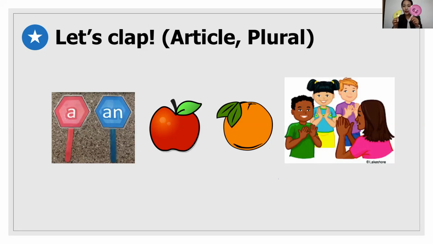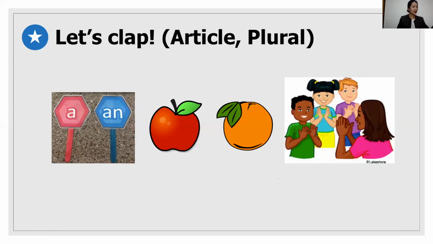So I usually use these kinds of sticks to show them the visuals. They can high five like this. Yes, high five with you. So you can change these kinds of games to make your students have fun and learn easily.